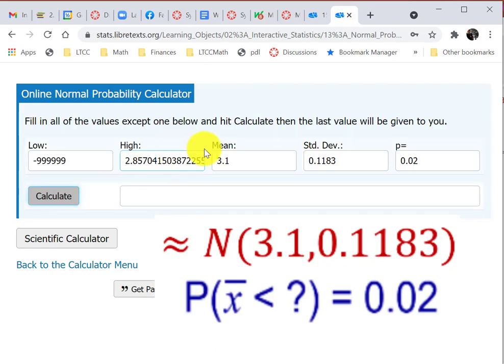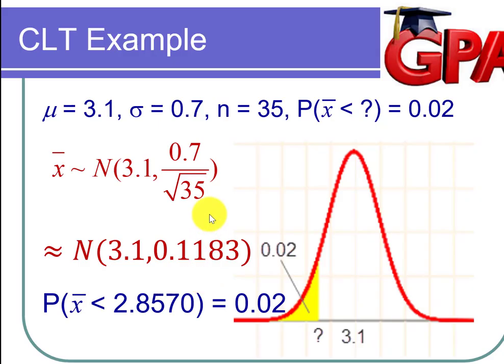So let's go back to the question and see what we've got. What we found out is that the probability that x bar is less than 2.8570 is equal to 0.02, or in other words, the second percentile is equal to 2.8570 or so. And there's our answer.